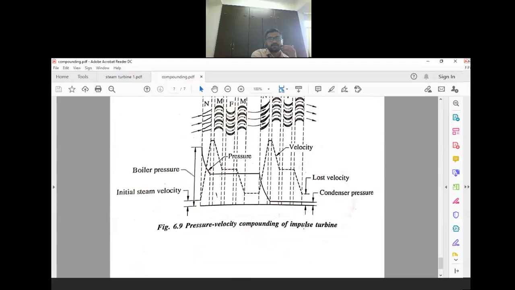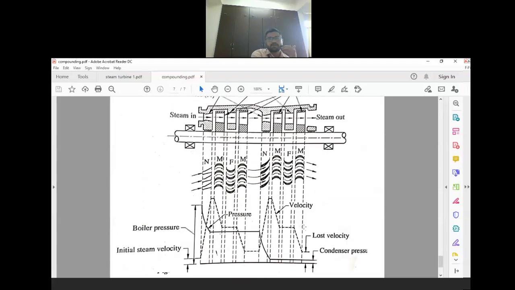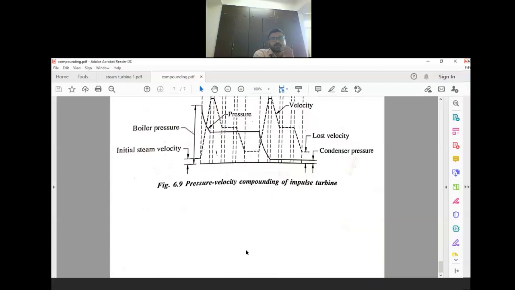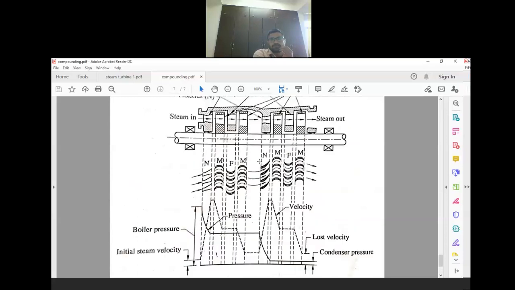Then after that we can see pressure-velocity compounding. It is a combination of pressure and velocity compounding. So here you can see pressure compounding and velocity compounding both. So I hope you have understood this.